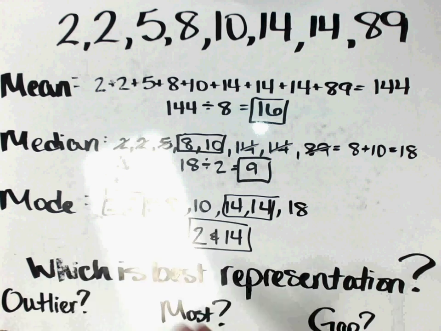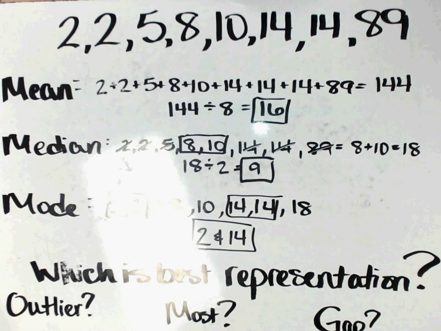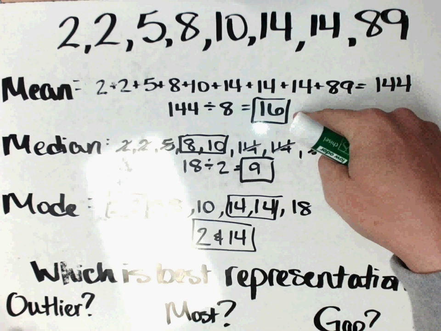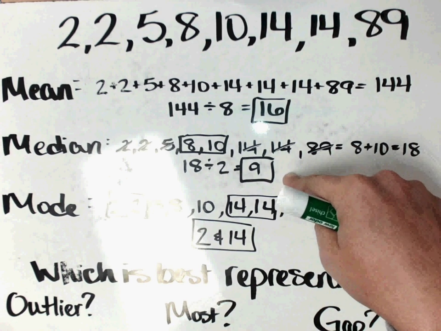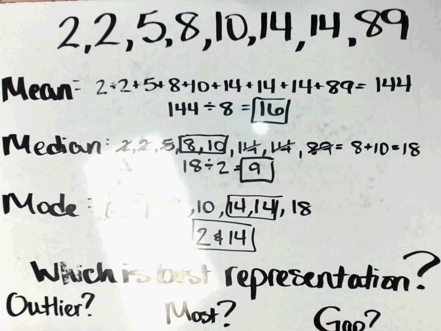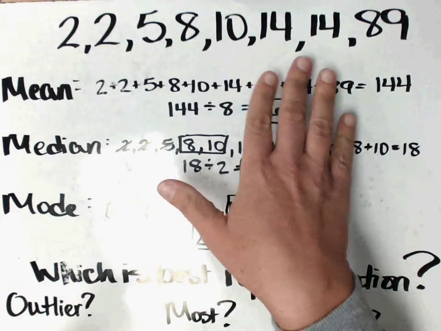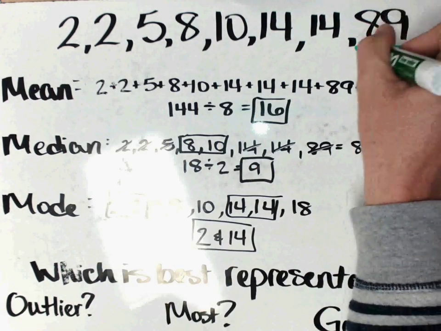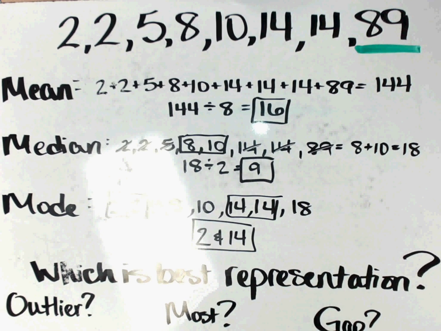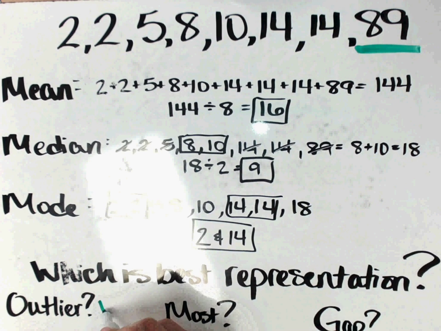So now I want to know which one is the best representation. Okay, so is it the mean, median, or mode? Because they're all different. The mean was 16, the median was 9, and the modes were 2 and 14. Well, those are all awful different numbers, so I want to know which one is the best representation. Well, the first thing I want to do is look and see, is there an outlier in my set of data? I have 2, 5, 8, 10, 14. Ooh, 89 is way bigger than all the rest of those numbers. So yes, there is an outlier.